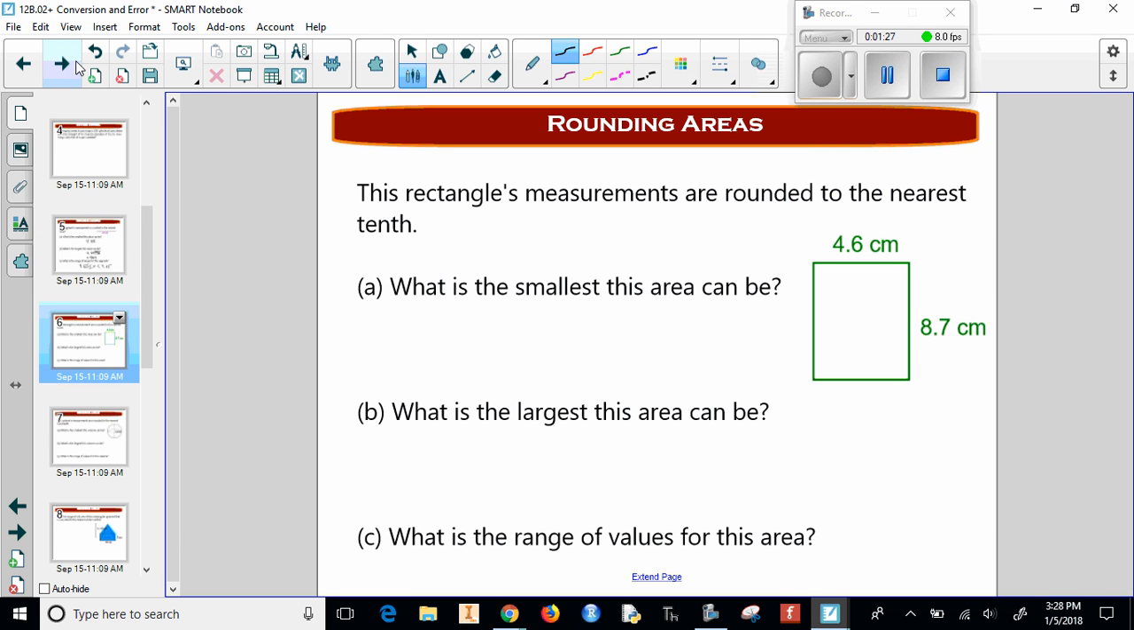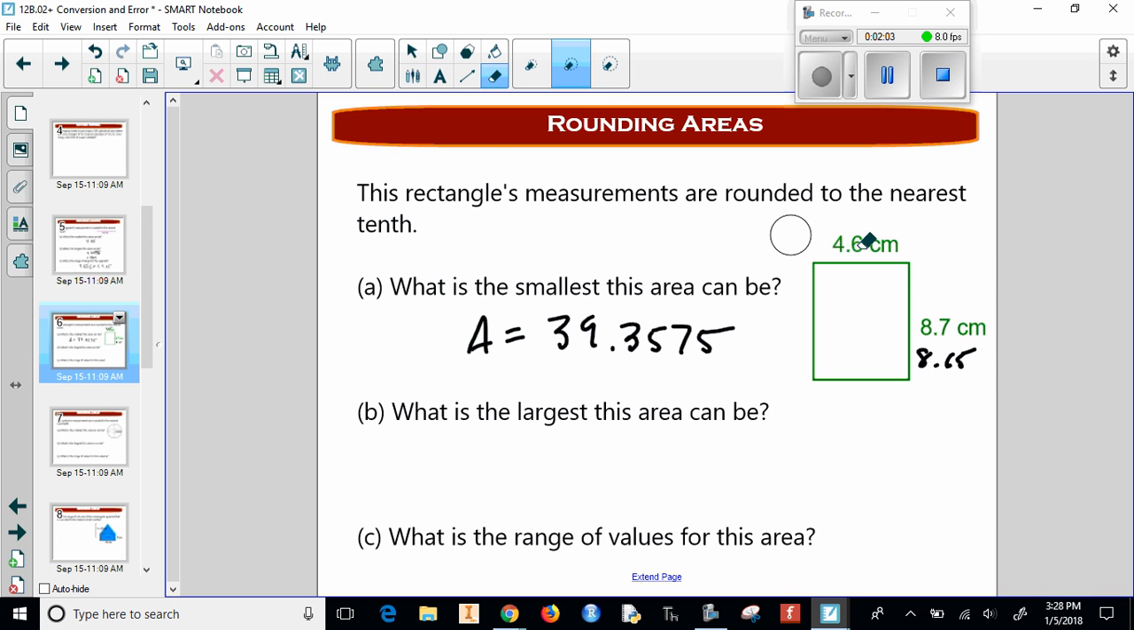Now when we get to areas, and I say that this is measured to the nearest tenth, now we have to think about what's the smallest area this could be. Well, if this is rounded to the nearest tenth, the smallest it could be is 4.55. The smallest this could be would be 8.65 and still round up to 8.7. So if I multiply those out, 4.55 times 8.65, I get the smallest area could be 39.3575.